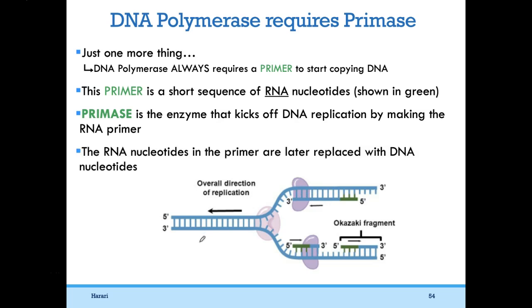The RNA nucleotides in the primer are later replaced with DNA nucleotides. So then we have a 100% DNA chromosome. There's no RNA in the chromosome afterward. But just remember, DNA polymerase can't just start on its own. It needs to be told where to start replication by a little primer. And primase is an enzyme that puts little primers at the origin of replication, so DNA polymerase knows where to go.